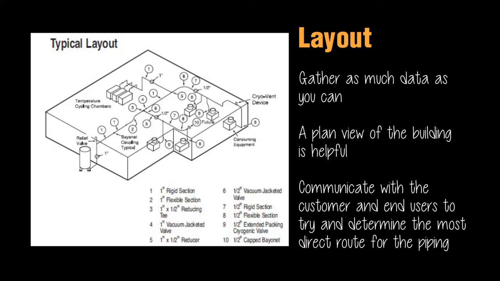Now that we have covered the supply side of things, we can move to the layout side of things. If possible, gather as much data as you can. A plan view of the building is helpful if it is available. Communicate with the customer and end users to try to determine the most direct route for piping. Sometimes the easiest and most direct route may be across the roof of the building.